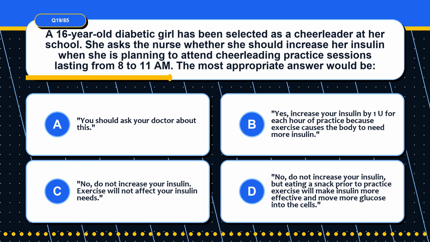Option A: you should ask your doctor about this. Option B: yes, increase your insulin by 1 U for each hour of practice, because exercise causes the body to need more insulin. Option C: no, do not increase your insulin. Exercise will not affect your insulin needs. Option D: no, do not increase your insulin, but eating a snack prior to practice exercise will make insulin more effective and move more glucose into the cells.